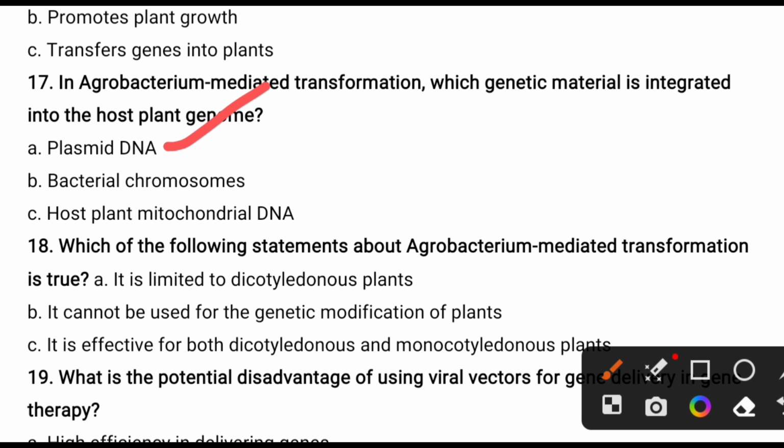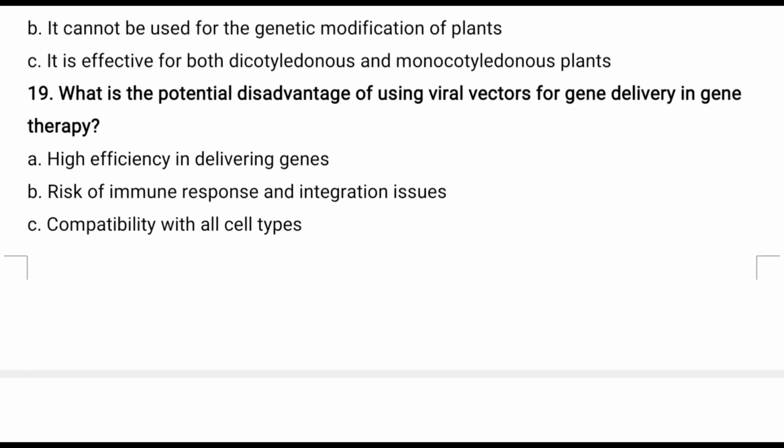Which of the following statements about agrobacterium mediated transformation is true? Options are: it is limited to dicotyledonous plants; it cannot be used for the genetic modification of plants; it is effective for both dicots and monocotyledon plants. So the correct answer is that it is effective for both monocotyledonous and dicotyledonous plants. Okay, so that is the correct one. Let's see the next question.